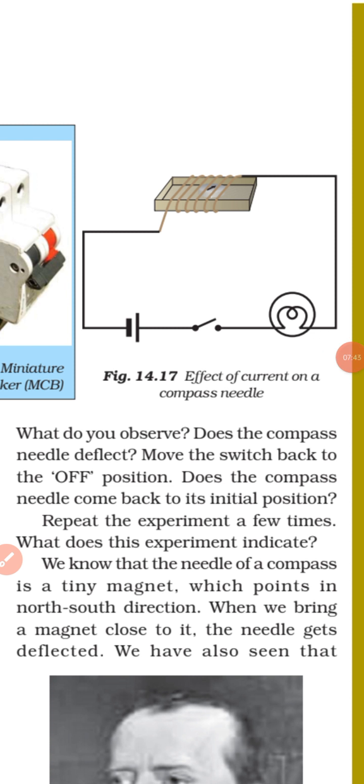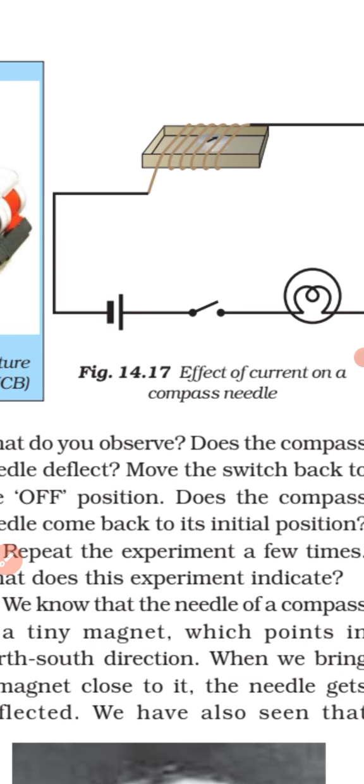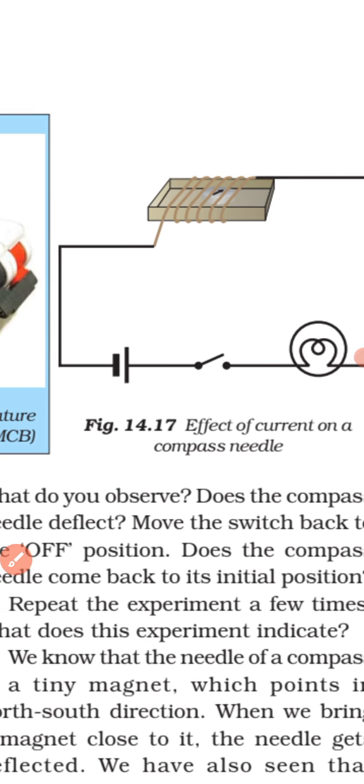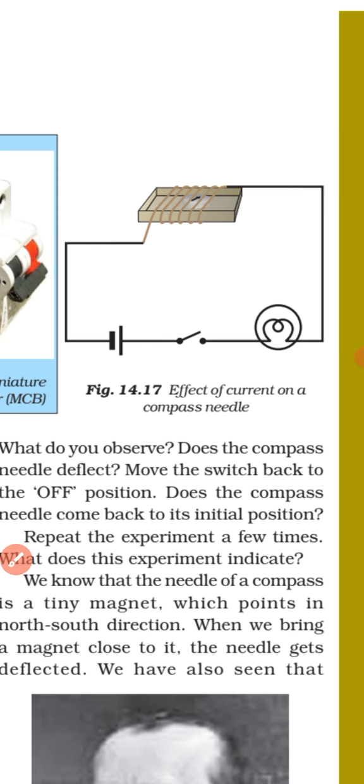So, in this activity, we will find that when current is passing through the wire, the needle of the compass is deflected. The needle of the compass will be deflected from its original north-south direction, and it will point in another direction. So why does the compass needle deflect?